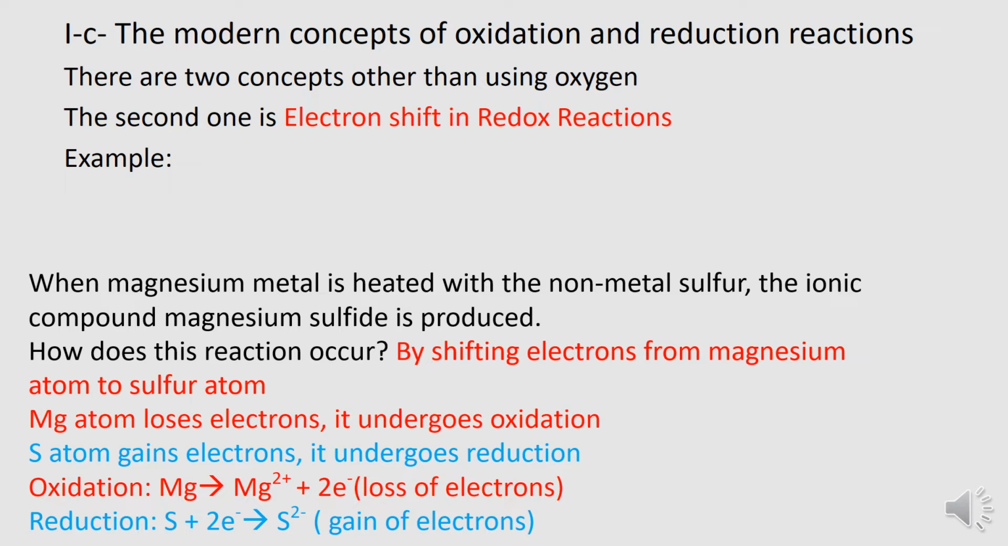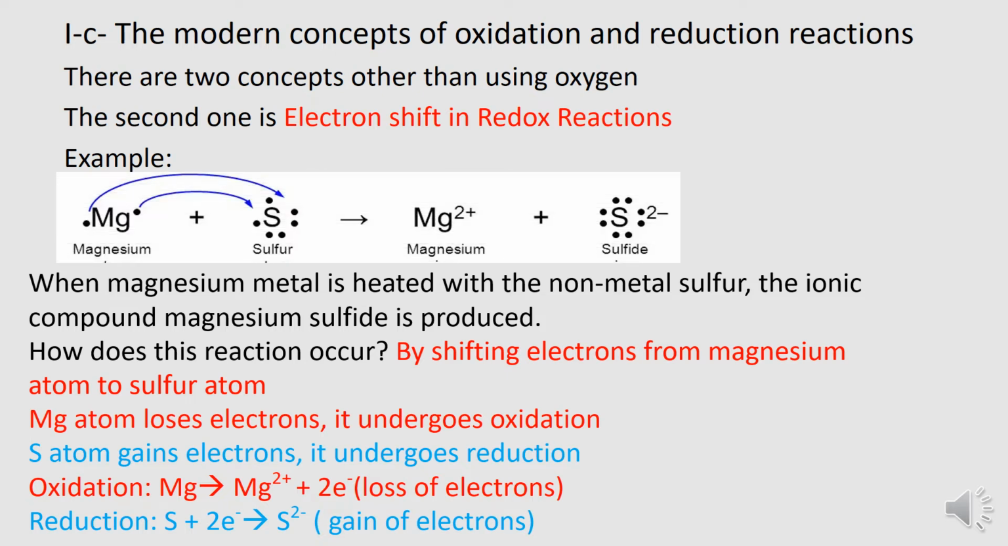Now, in the same objective, the first objective, we have the third part, which is the modern concepts of oxidation and reduction reactions. Let's see what these modern concepts are. There are two concepts other than using oxygen. Let's take the first concept, which is the modern one. It is the second one with respect to using oxygen. It is electron shift in redox reactions.